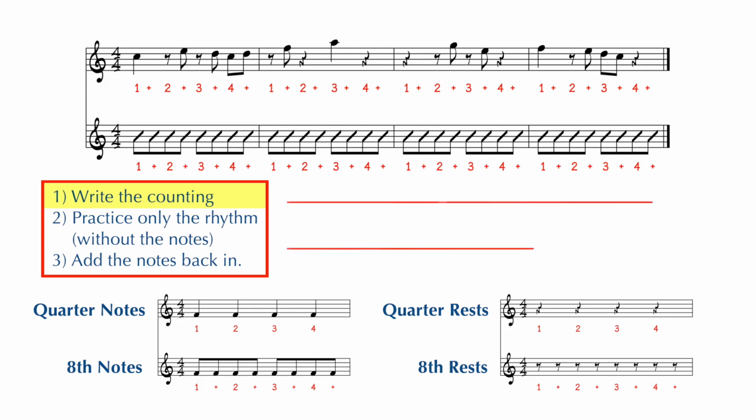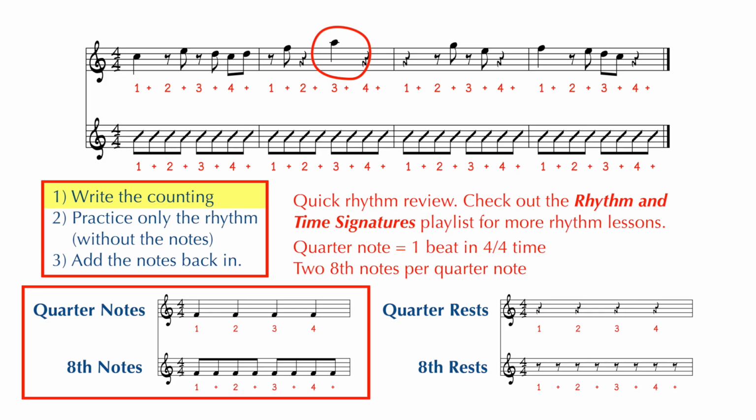In case this is new for you, a quarter note lasts one beat. We're in 4/4 time, so we count quarter notes 1, 2, 3, 4, 1, 2, 3, 4. There are 2 eighth notes per quarter note, so to count eighth notes, we subdivide the beat. 1 and 2 and 3 and 4 and.